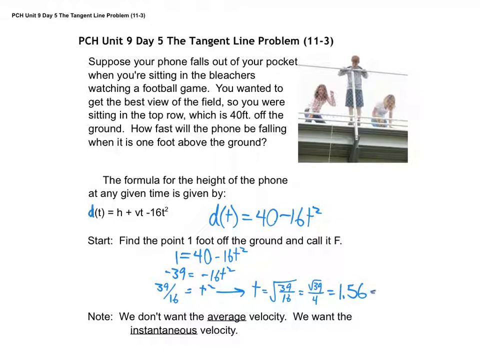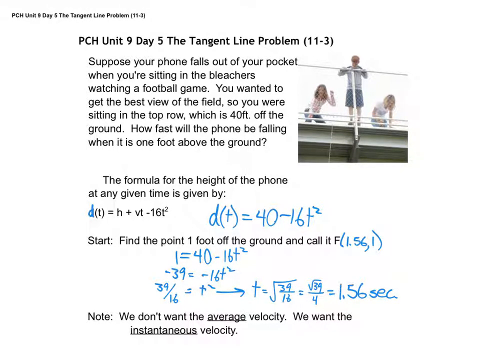So that's the amount of time. That's seconds. The 1 foot, that's our y coordinate, or d. Alright, so our point F is the point (1.56, 1). Okay?